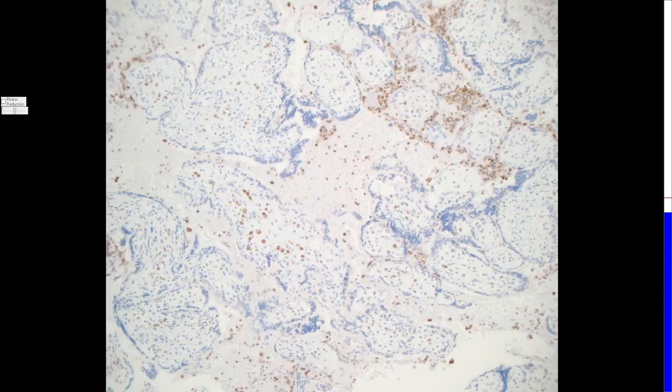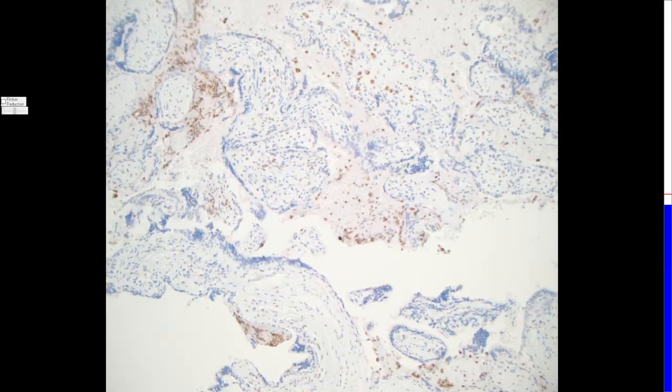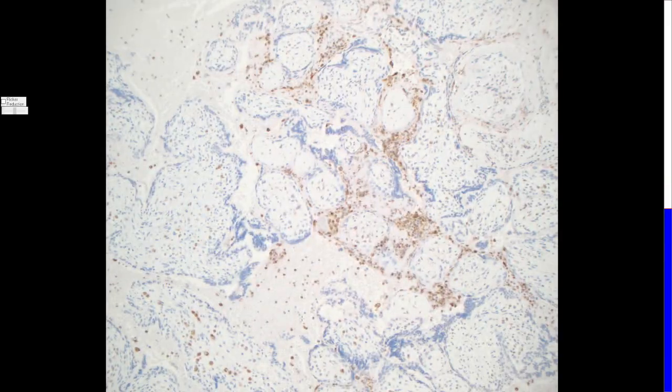Usually the intervillous space has mostly maternal red blood cells and very few inflammatory cells. So this is definitely abnormal. So this is chronic histiocytic intervillositis.